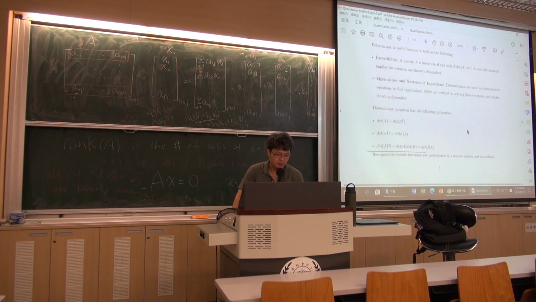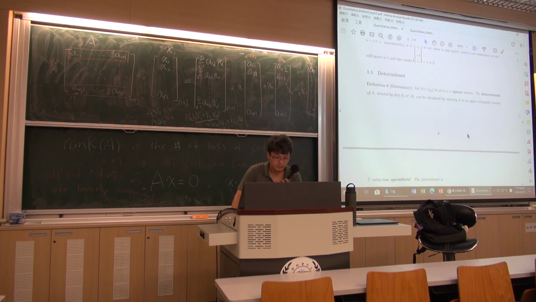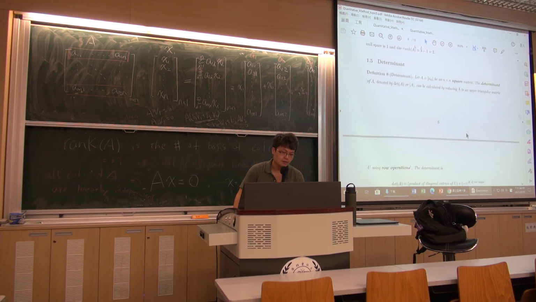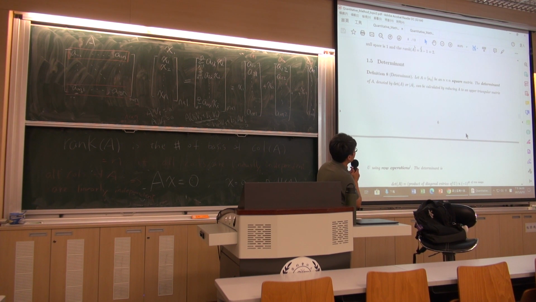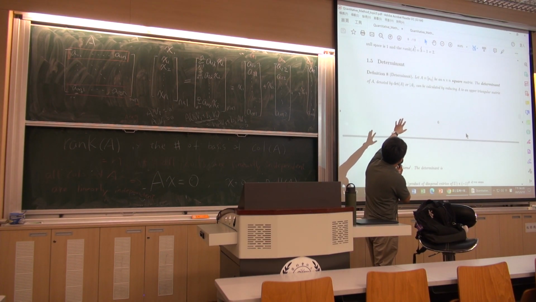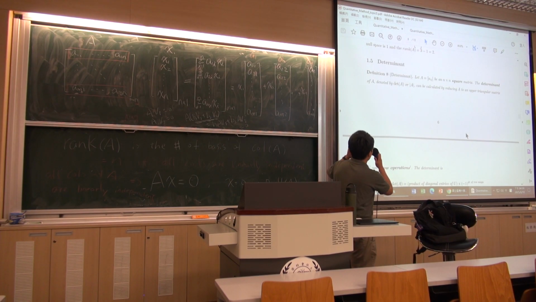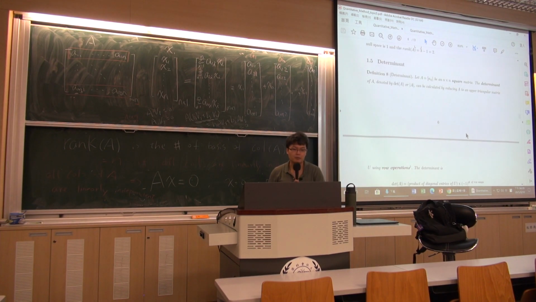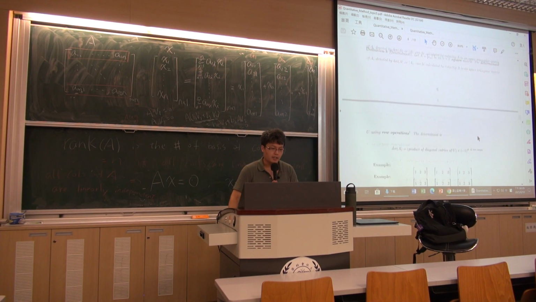Okay, so the determinant. To calculate the determinant, the matrix has to be a square matrix here. And we will use det of A, or you simply put two straight lines next to A to represent the determinant.